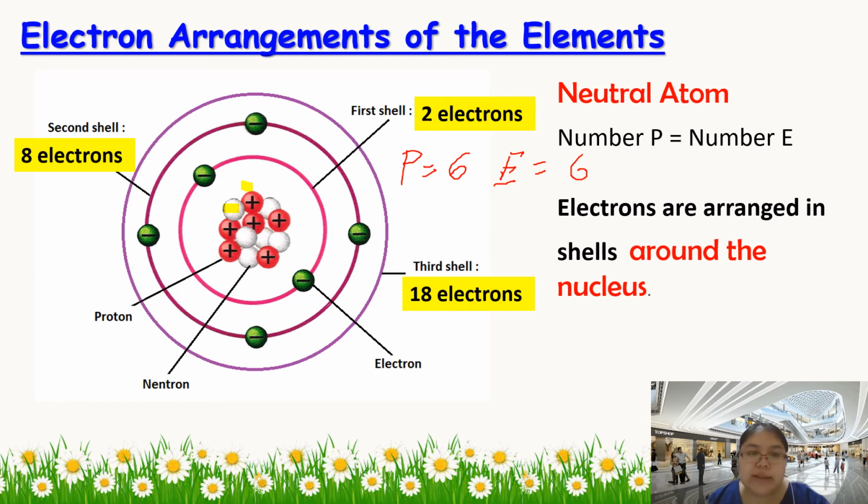Okay, now we're going to see the orbits. The first orbit, we call it the first shell. How many electrons can they put? They can put 2 electrons only. First shell, 2 electrons. Second shell, the maximum you can put is 8 electrons. And the third shell, the maximum you can put is 18 electrons. So the electrons are arranged in the shells around the nucleus. Inside the nucleus, we have what? We have protons and also neutrons.